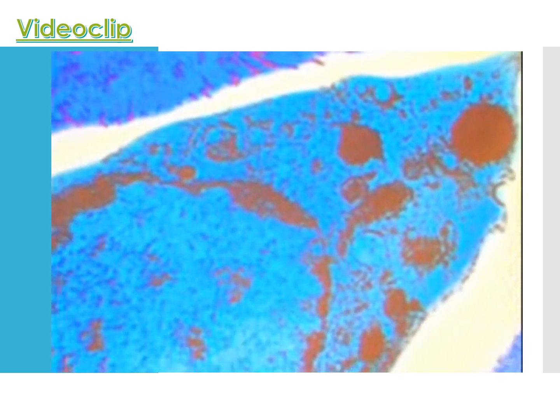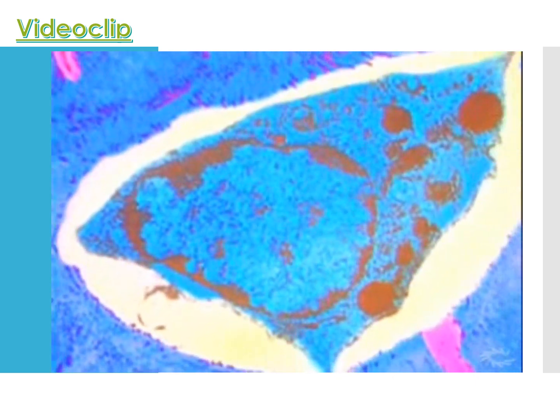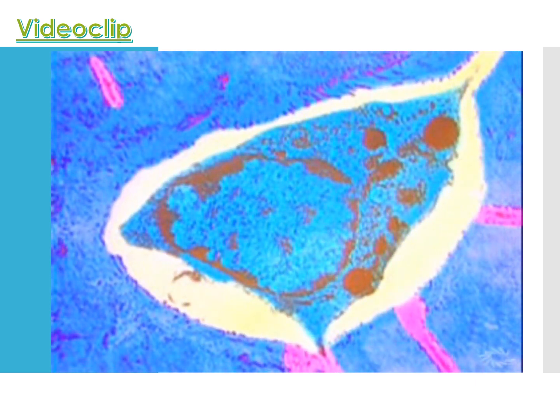Bone cells serve a different function. Bone cells secrete calcium and other materials that harden and form the body's bones.